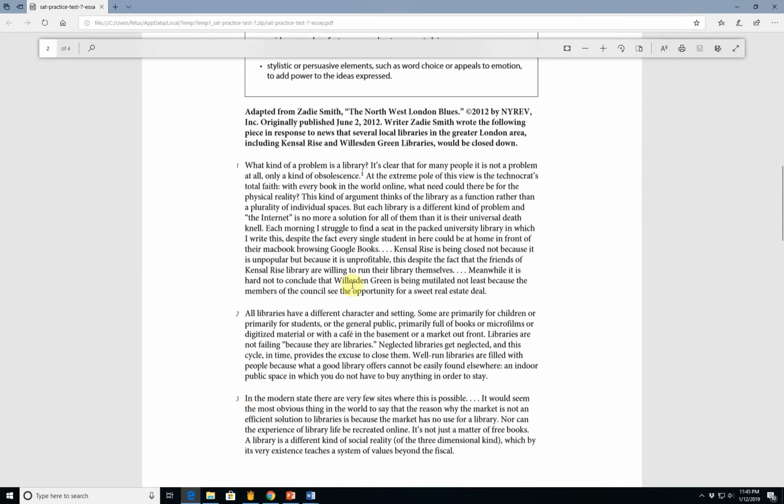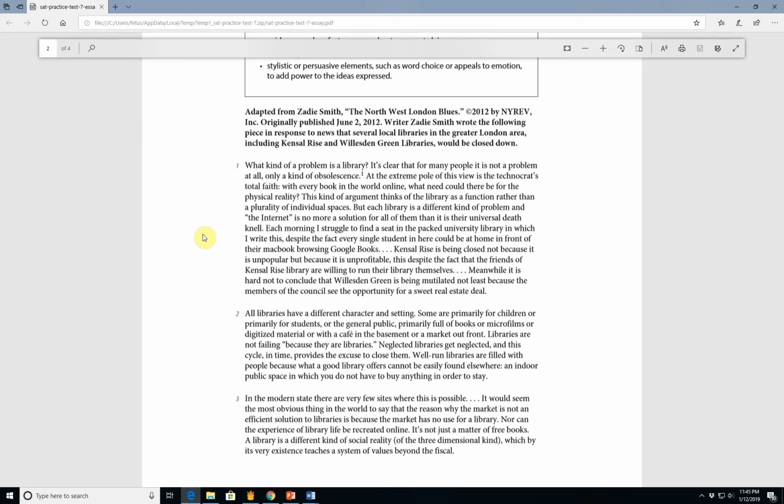So what kind of problem is the library? It's not a problem at all, only a kind of obsolescence. Technocrats, physical reality, plurality. At the extreme pole is the technocrat's total faith with every book in the world online. What need could there be for physical reality? This kind of argument thinks the library is a function rather than a plurality of individual spaces, but each library is a different kind of problem, and the internet is no more a solution than their universal death knell.